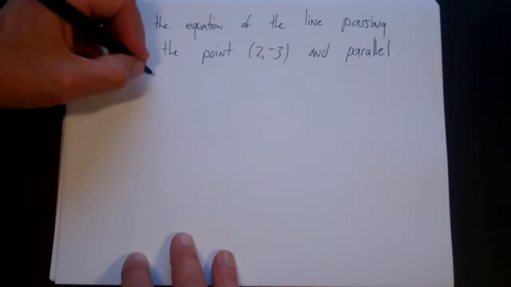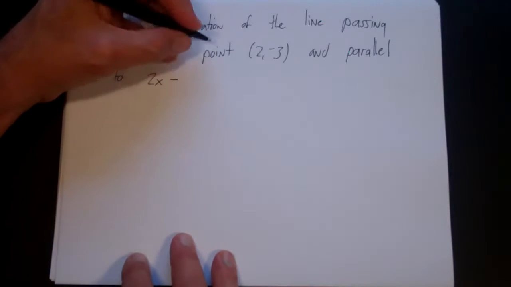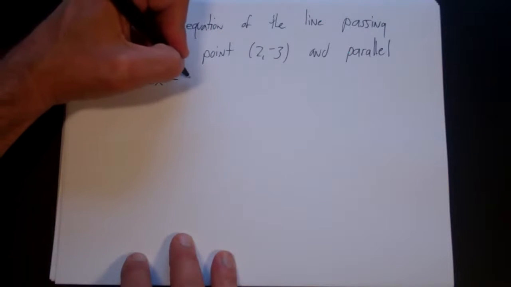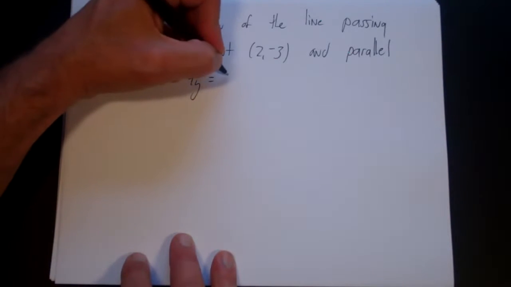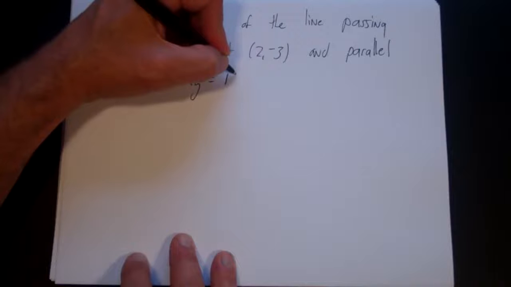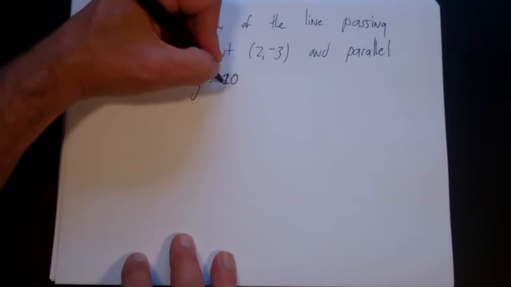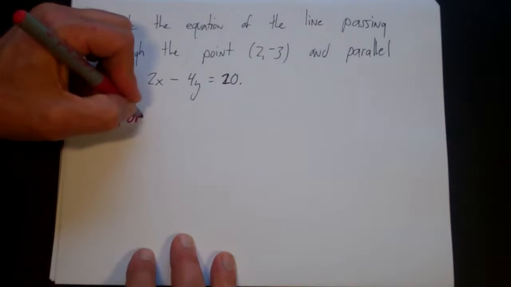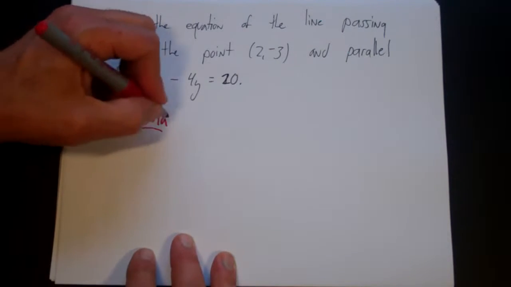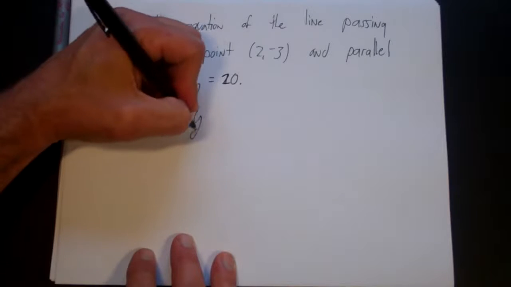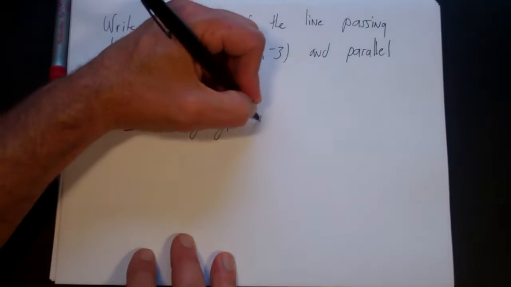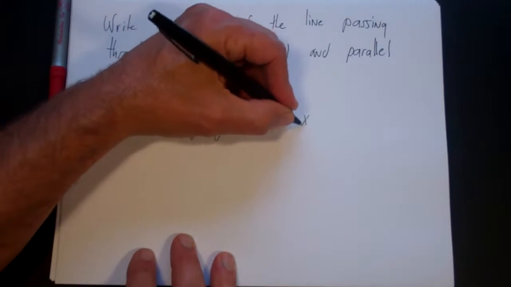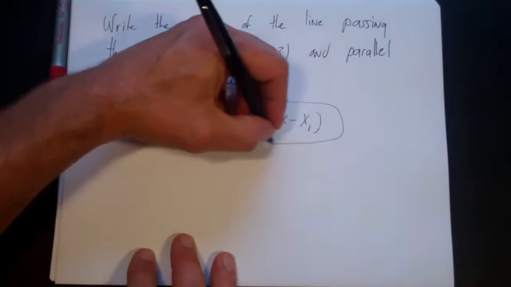And parallel to another line, in this case 2x minus 4y is equal to, let's do 20. Well, the first thing you need to do is you need to know what formula to use, right? And the formula to use is you have to just memorize. And the formula you're going to use is going to be y minus y1 is equal to m(x minus x1). Just the point slope formula again.